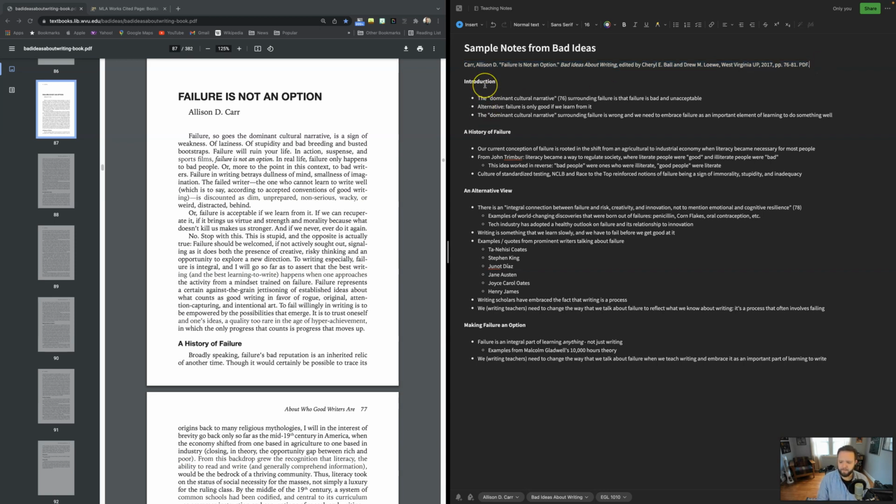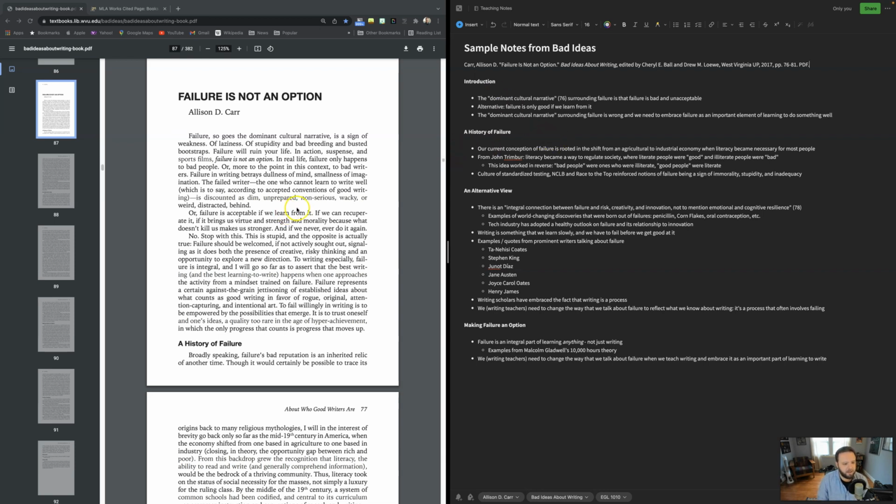And then what I do is just kind of go paragraph by paragraph. And I like to use a combination of quotes but mostly really trying to articulate in my own words what is the main idea of every paragraph in this essay, in this article, book chapter, whatever.